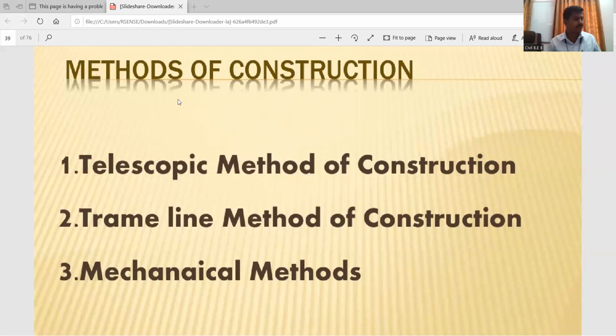One more thing, up till now, not many questions have been asked in your university examination regarding this topic, that is the methods of construction. They will just ask you what is the need or necessity of maintenance, and then what are the different methods you can follow for the construction of railway tracks.